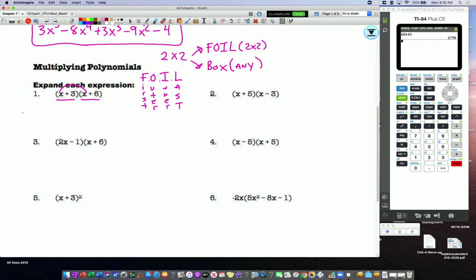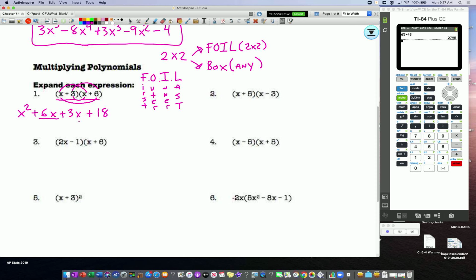So x times x is simply x squared. Then you multiply the outer, or the outside: x times 6 is 6x. Then you multiply the inside, 3 times x. Then you multiply the last, 3 times 6, 18. So then the last thing you need to do is combine like terms.